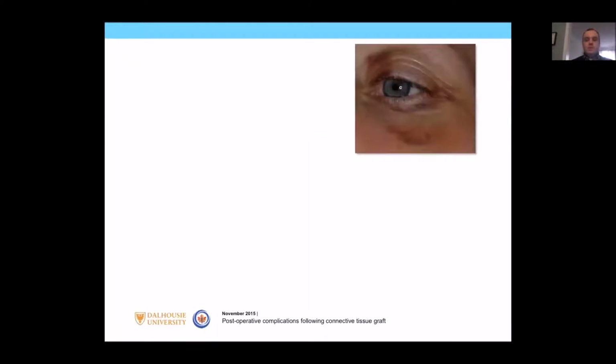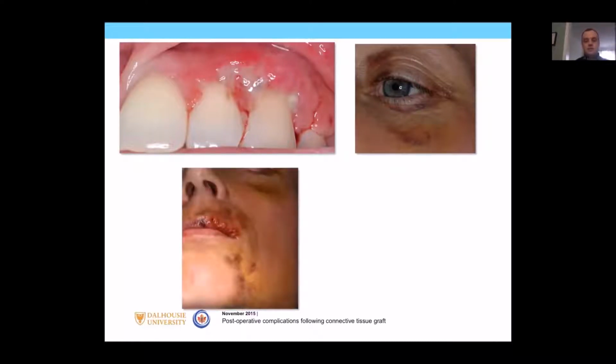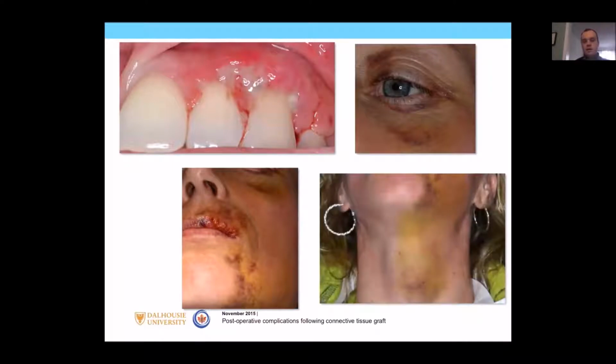At the 1 week post-op she came, and you can see bruising around her orbit. There's a surgical site with a little bit of sloughing of the overlying epithelium. You can see bruising on the upper lip all the way down her chin. You can see a lesion on her upper lip, and you can see bruising all the way down into her neck on that left side where we did the graft. And this was 1 week post-op. She was fine, but just more bruising than what we expected.